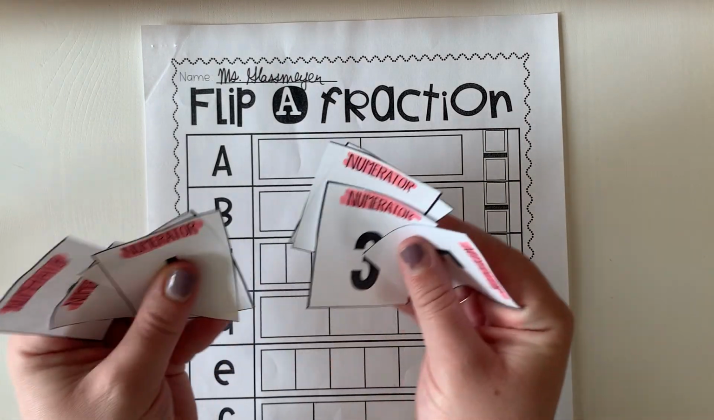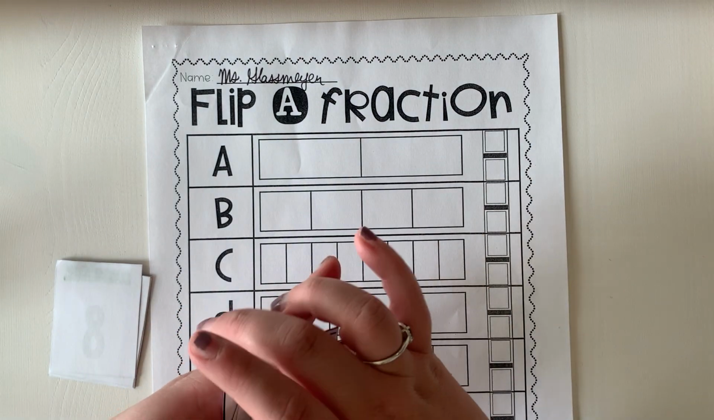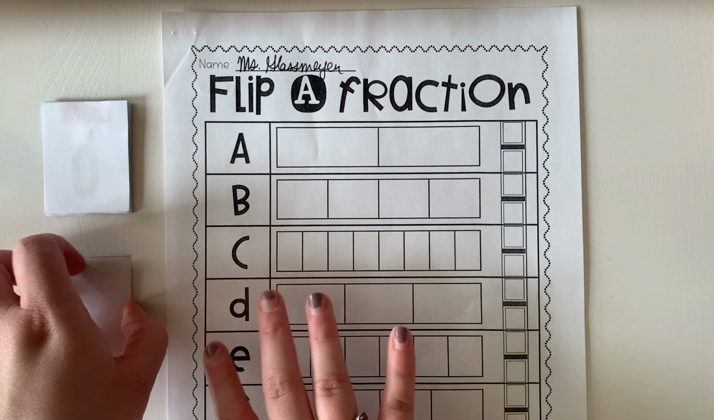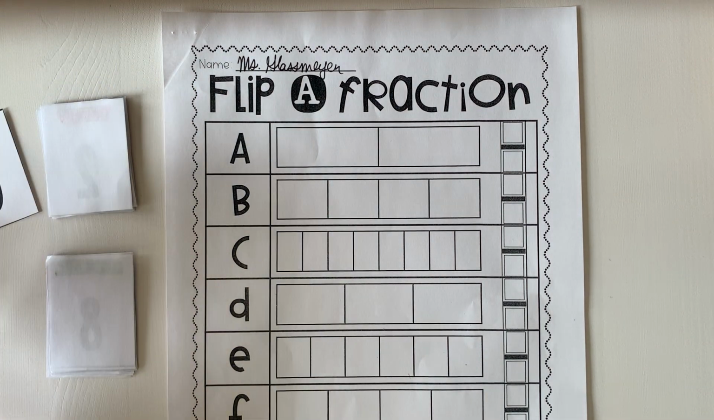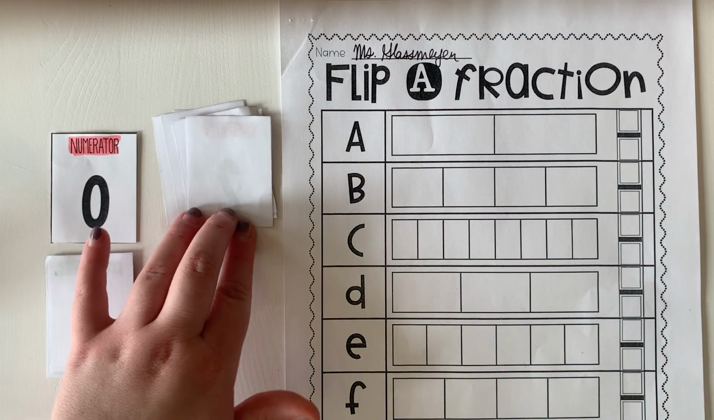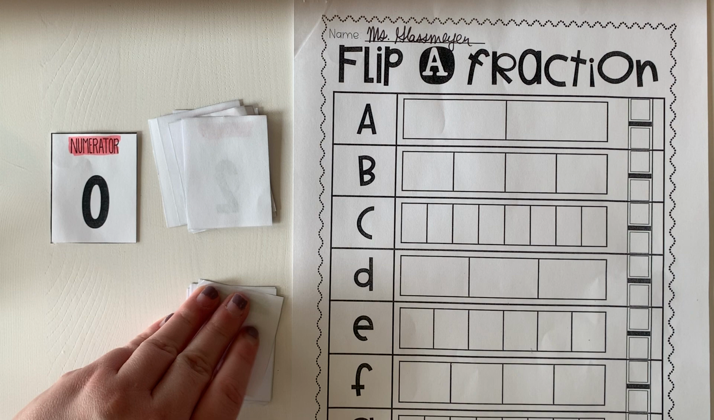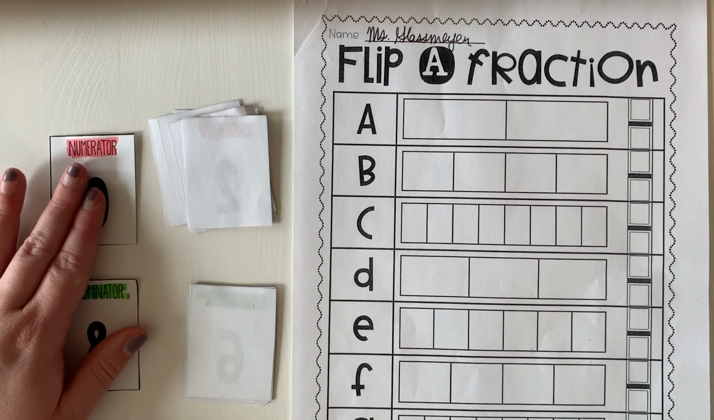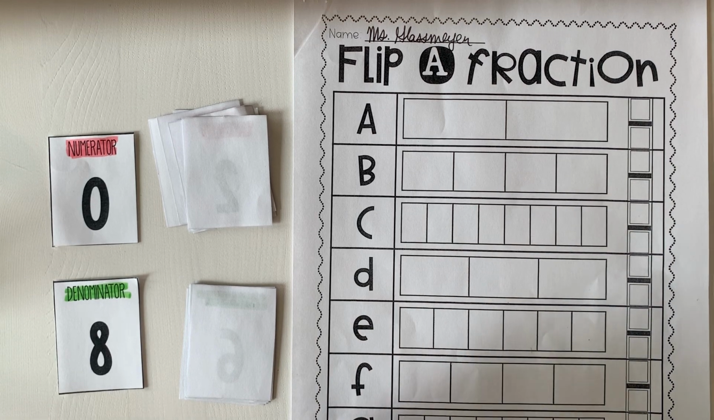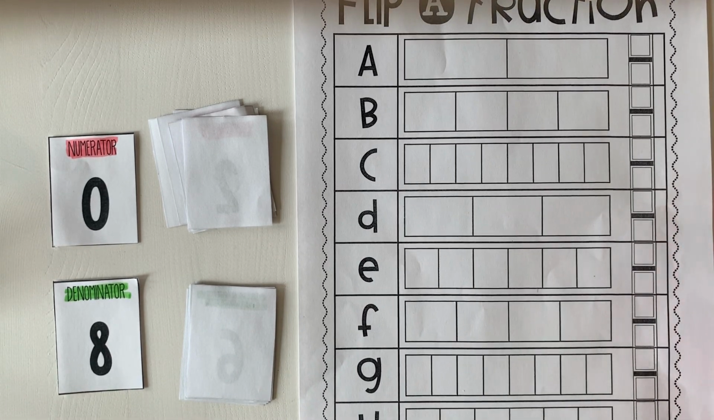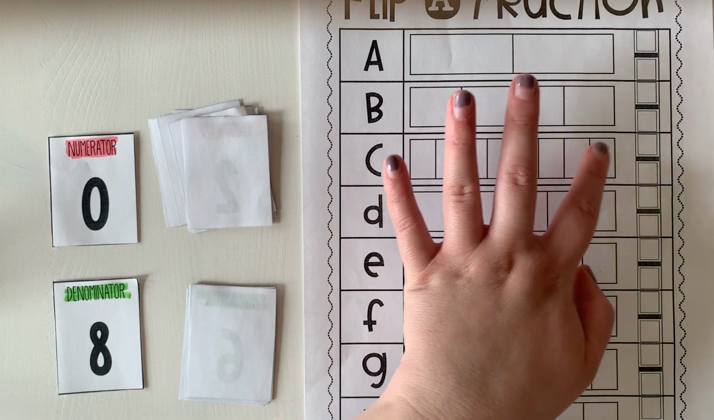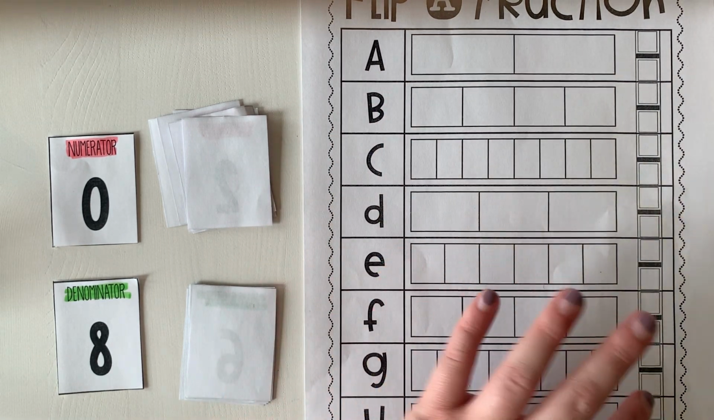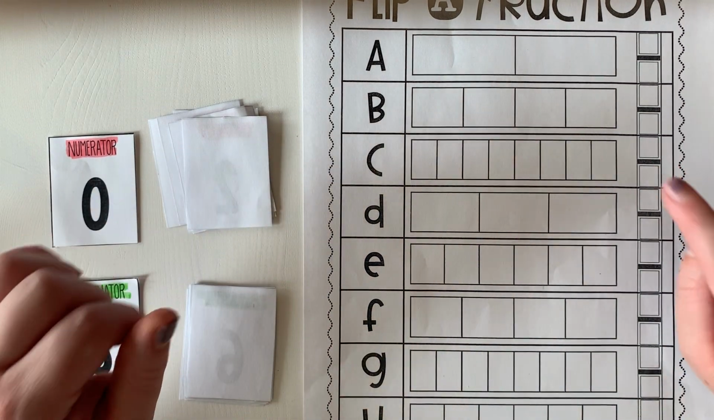And then I'm going to mix up the numerators that I cut out and make a pile of those. Then I'm going to flip over a numerator. Can you see it? Let me move it over. And I'm going to flip over a denominator. So my fraction is 0/8. Now over here on this sheet, I need to find one of these rectangles that's split into 8 pieces. So I think that one. So C and G are both. So I'm going to do C first.